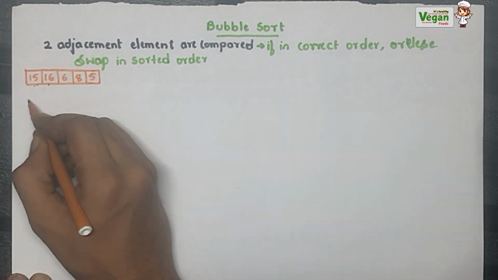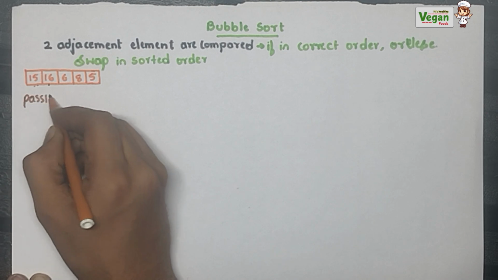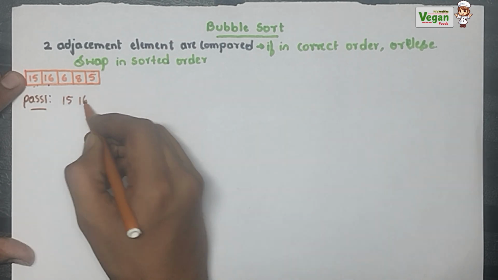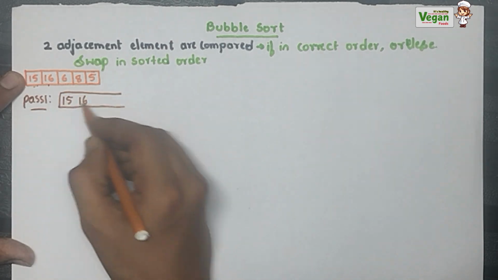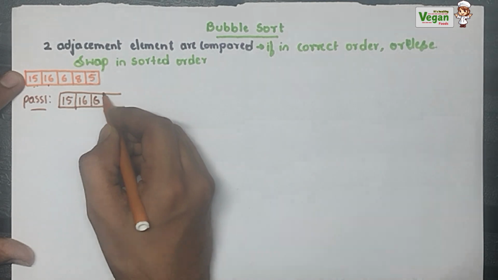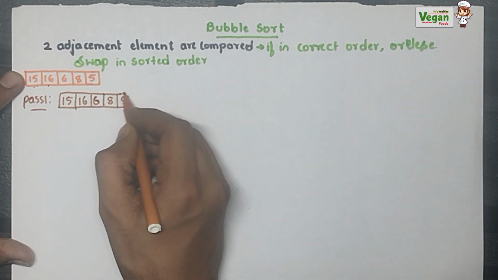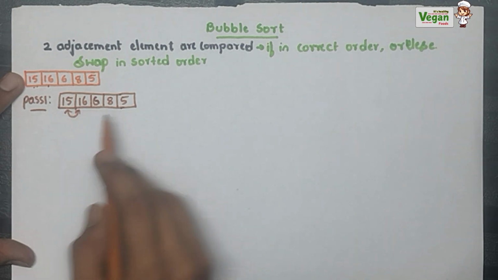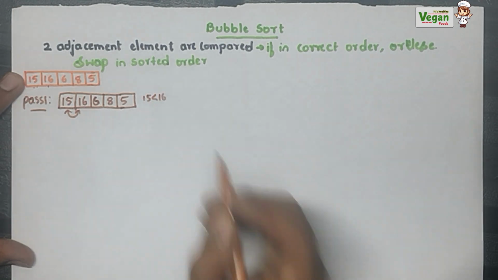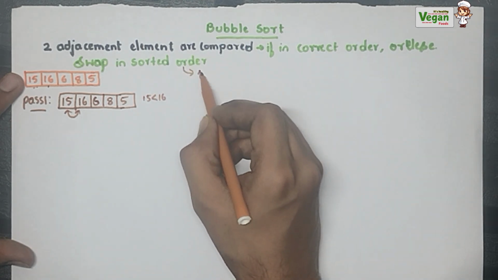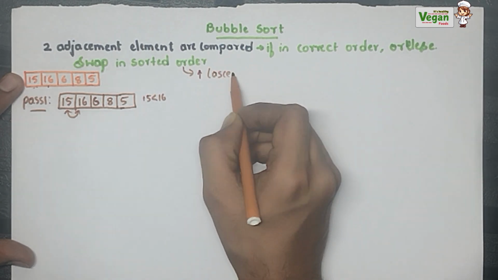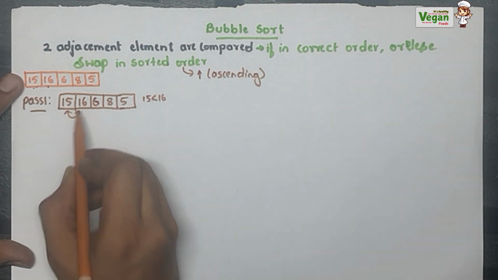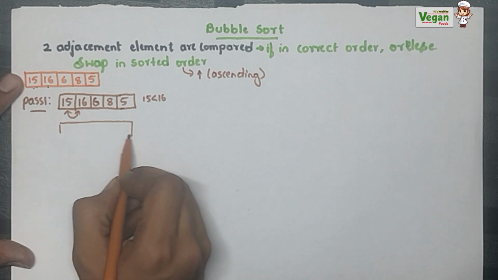So first, let's consider pass 1. Let's call the first step pass 1. What are my elements? 15, 16, 6, 8 and 5. Now I will compare these first two: 15 and 16. 15 is less than 16. I am sorting in the increasing order, which means ascending order, so it is in the perfect order only. 15 is less than 16, so I will jump to the next one.